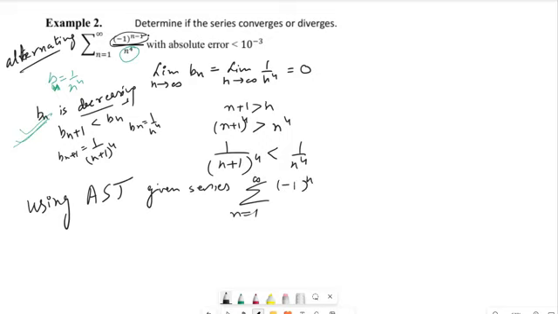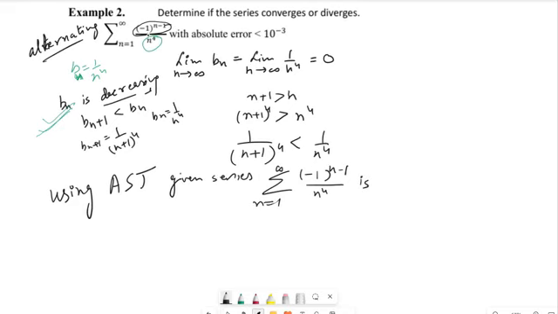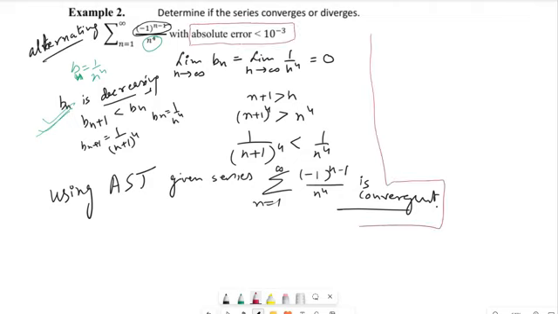Negative 1 to the power n minus 1 divided by n to the power 4 is convergent. Okay, that part is done. Now, the question has another part. It says with absolute error less than 10 to the power negative 3. So that means how many terms do we need?